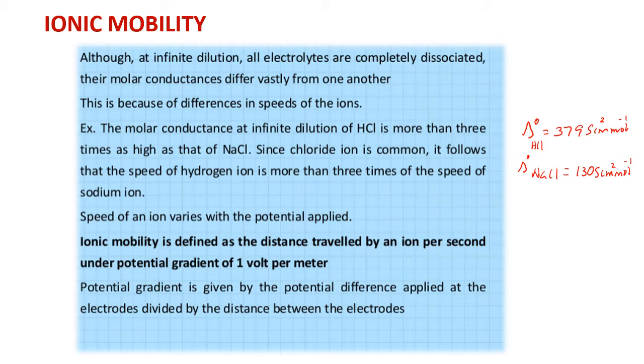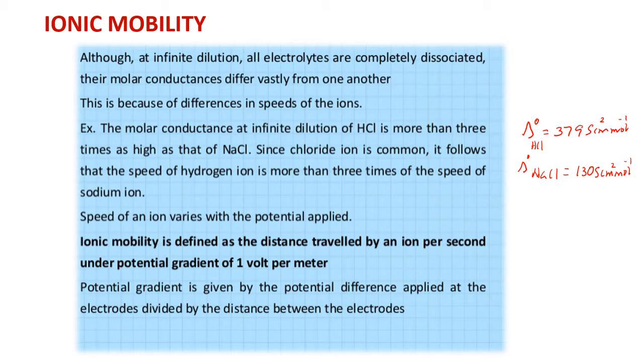And both these electrolytes contain common anion. This means that the speed of H plus ions is almost 3 times that of Na plus ions. So different ions move with different speeds, and the speed of a particular ion depends upon the potential applied. And if you keep the potential applied constant, then the speed with which an ion moves will be a constant, and that value is known as ionic mobility.